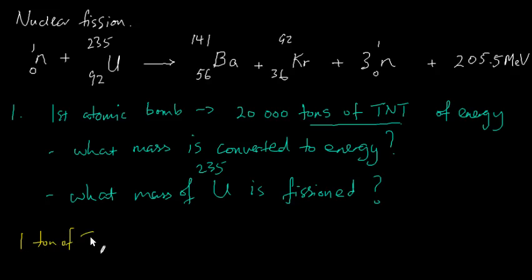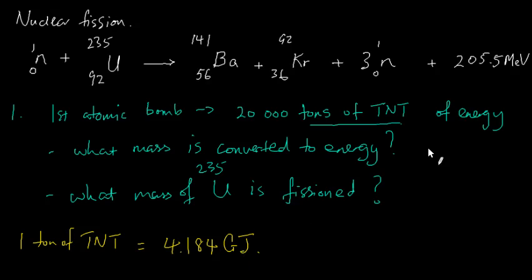Now 1 ton of TNT is nowadays used as a kind of a unit of energy, and it is defined to be equal to 4.184 gigajoules. So this is the value that we need to use.